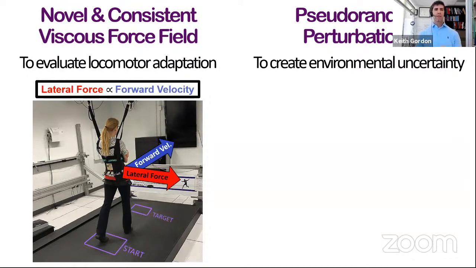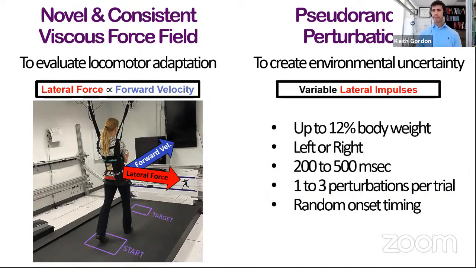Also, to introduce environmental uncertainty during some trials, individuals experienced pseudo-random perturbations. These perturbations were lateral impulses that varied in magnitude, direction, duration, frequency, and onset time.